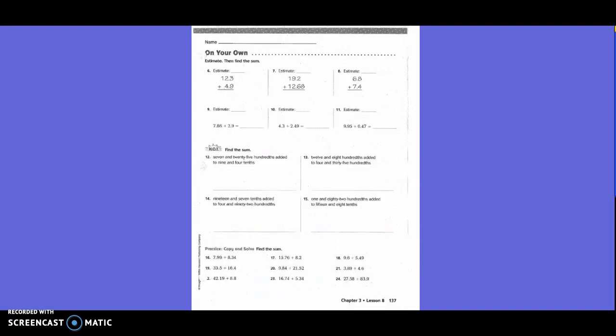Yes. Okay, so hot problems. Find the sum. Number 12, 7 and 25 hundredths added to 9 and 4/10. So how would we write 7 and 25 hundredths? I'd write 7 decimal 25. And then they want the sum, right? So what does that mean we're going to do? Add. And then how do I write 9 and 4/10? 9 decimal 4. Okay, what do I need to put after that 4? A 0 to hold my spot.